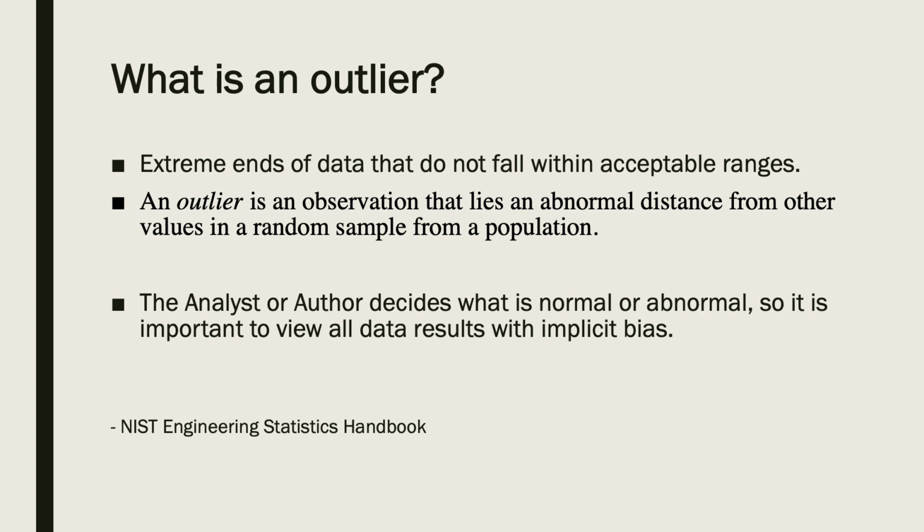And again, one thing to keep in mind when we talk about outliers is that the analyst or the author decides what is abnormal and what is normal when it comes to results. So it's very important to always keep in mind that every result has its implicit bias, because the author does decide what to keep and what to get rid of.